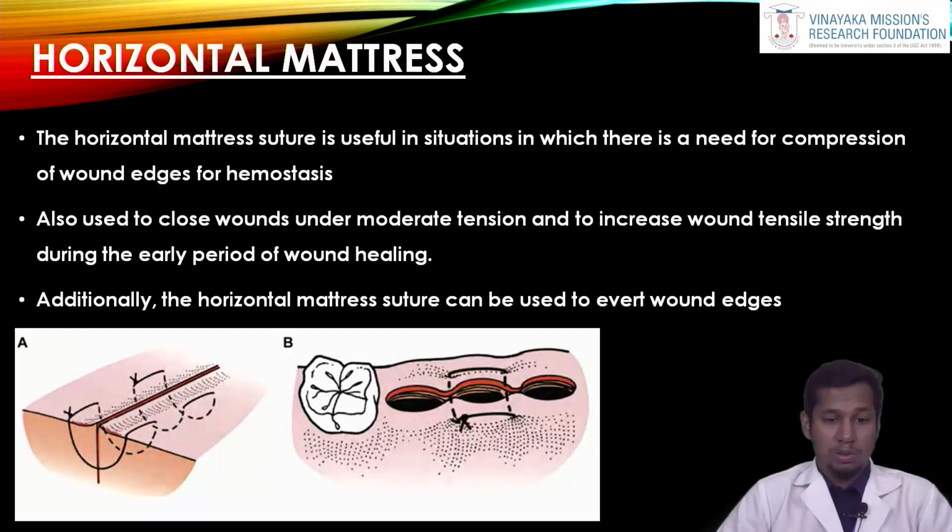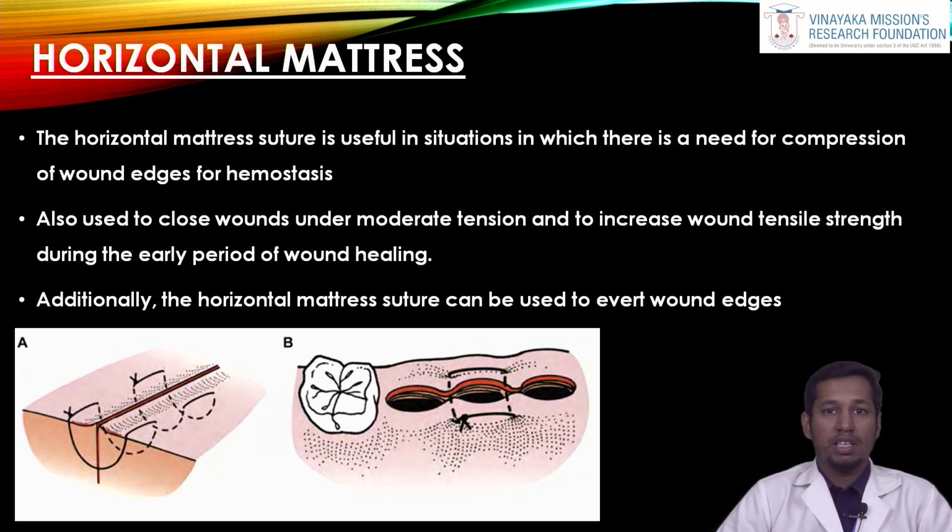Next, coming to the horizontal mattress suture. The horizontal mattress suture is nothing but the same as the vertical mattress suture, but we are giving this suture in a horizontal fashion. So how are we giving this suture? This is useful in situations where there is a need to compress the wound edges for hemostasis. In such situations we have to use horizontal mattress sutures. It can also be used to close wounds under moderate tension, and also to increase the wound tensile strength during the early period of wound healing. Additionally, this horizontal mattress suture can also be used to evert the edges.